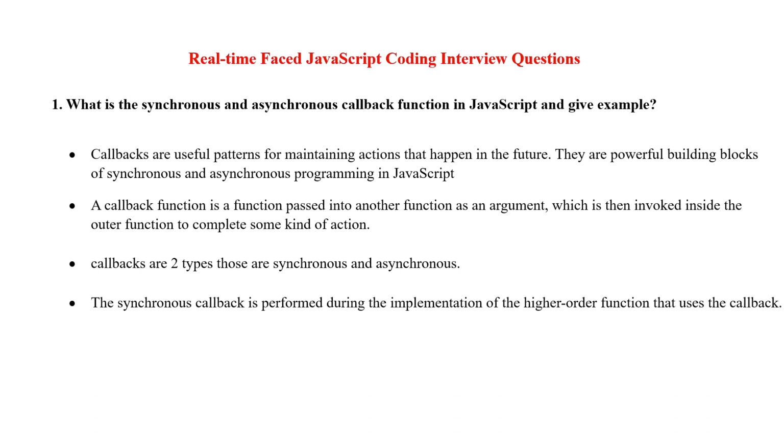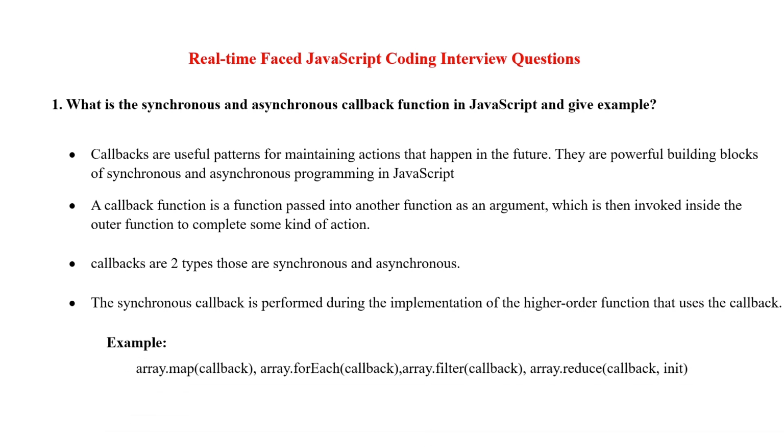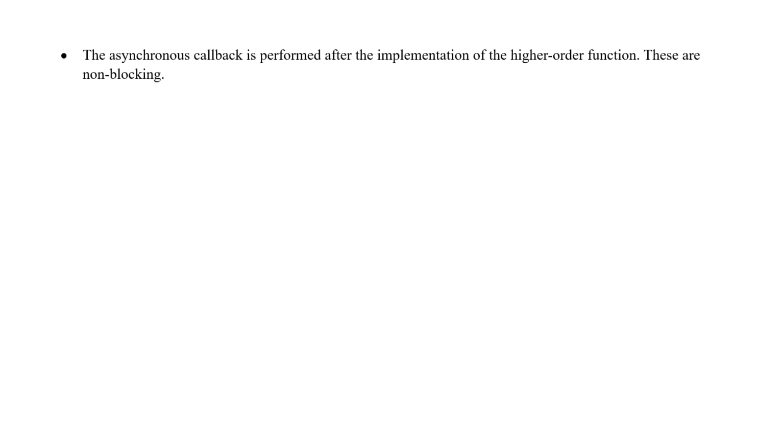The synchronous callback is performed during the execution of the higher order function that uses the callback. Examples are array map, forEach, filter, reduce. The asynchronous callback is performed after the execution of the higher order function. These are non-blocking. Examples are setTimeout and setInterval. You can answer this question like this.